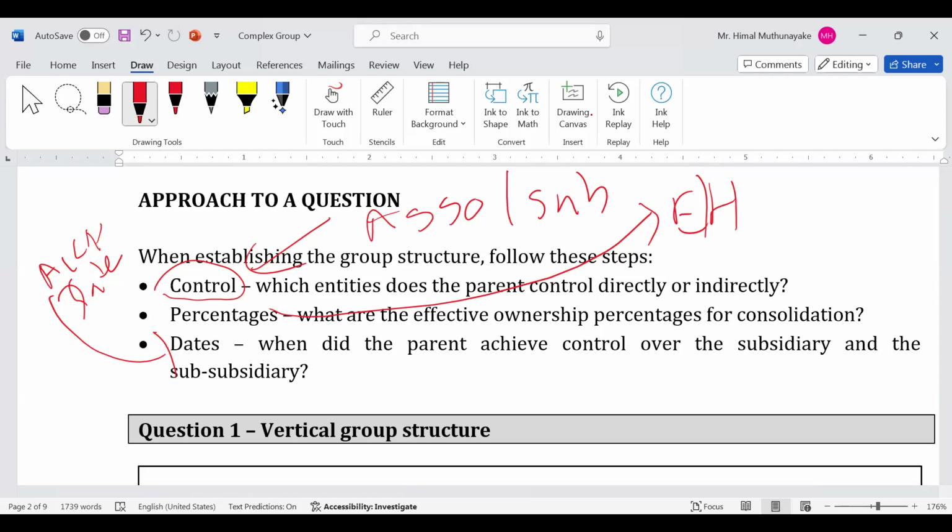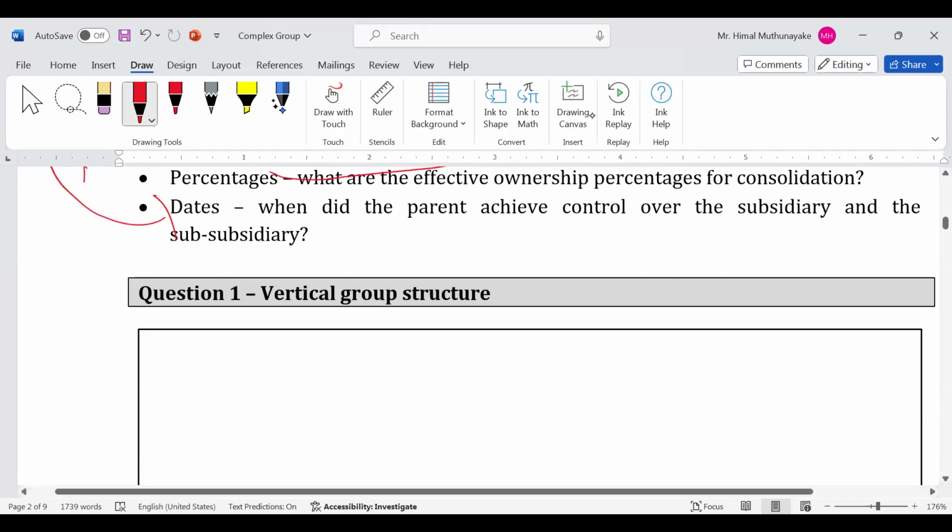Why is the acquisition date very important? Because we are calculating goodwill on that acquisition date. So therefore, the acquisition date is very important, right? Very much important.